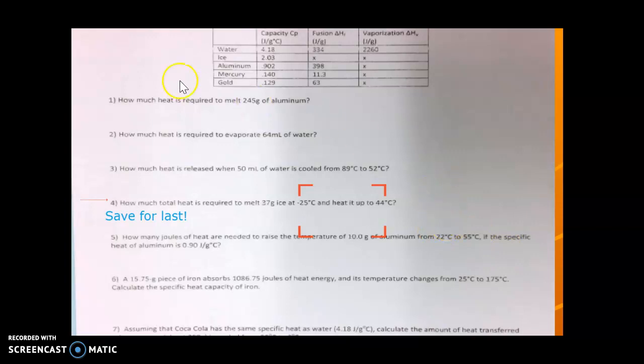So whenever you run into a problem like number 1 here, you would definitely use latent heat. Look, it says melting. Right away, that's a giveaway. So you would just take 245 times the heat to melt. So it's heat of fusion of aluminum. So look up aluminum, heat of fusion 398, and you would multiply that by 245. That's how you do those. Some are more difficult than others, but there's a little introduction for you.